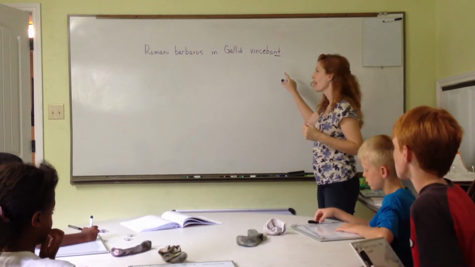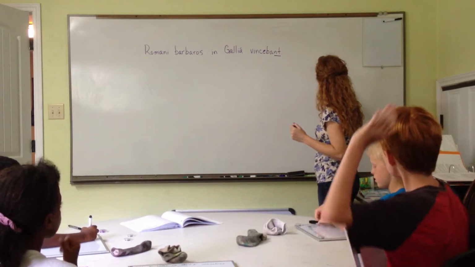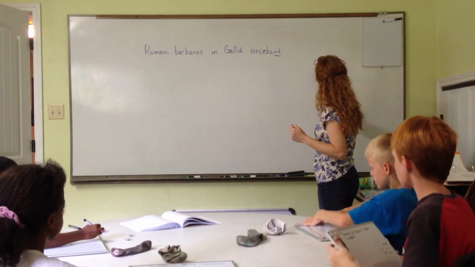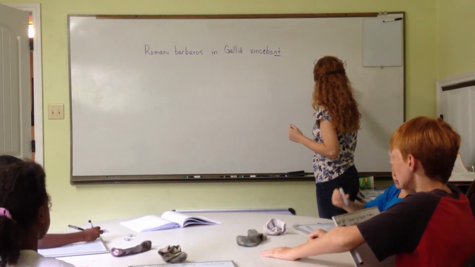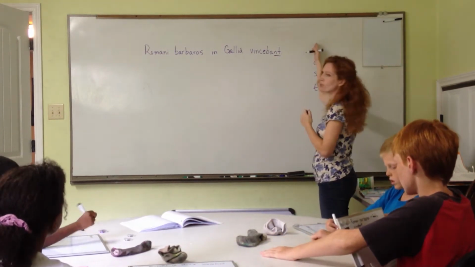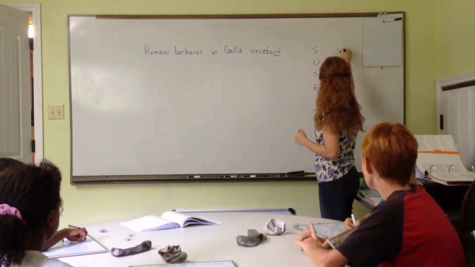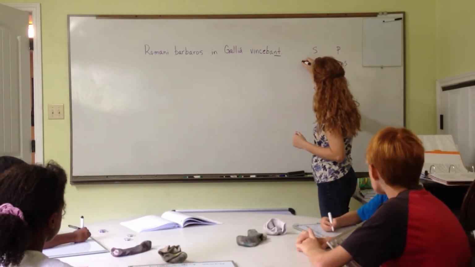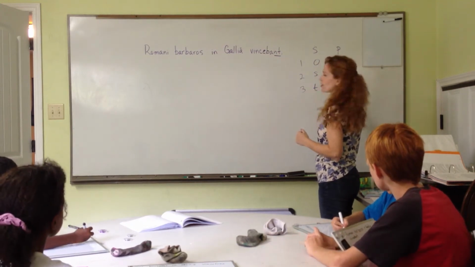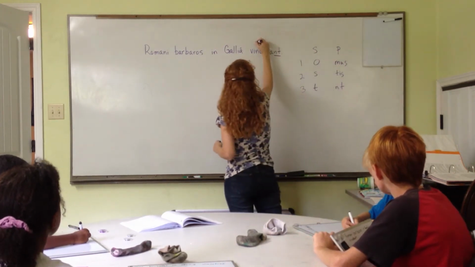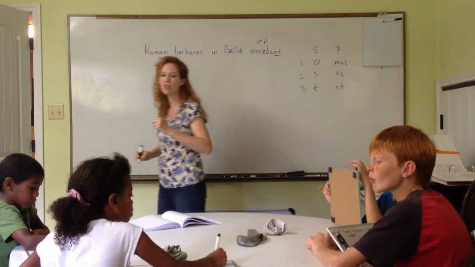So who remembers, these are all our verb endings, right? Who remembers our verb endings? Let's say them out loud. O, s, t, mus, tis, nt. And this column is what? Singular. And what's this column? Plural. And what about our rows? What are these? First, second, and third person. So NT is our third person plural ending. So I'll write that up here. Third and plural.